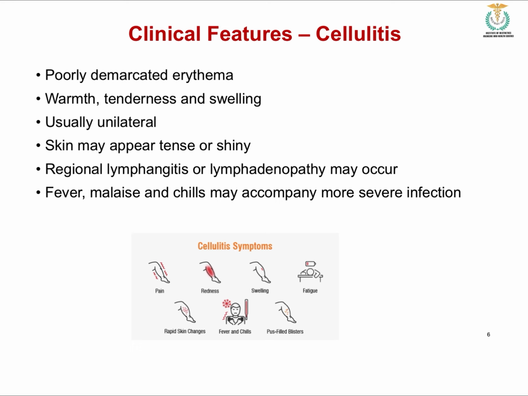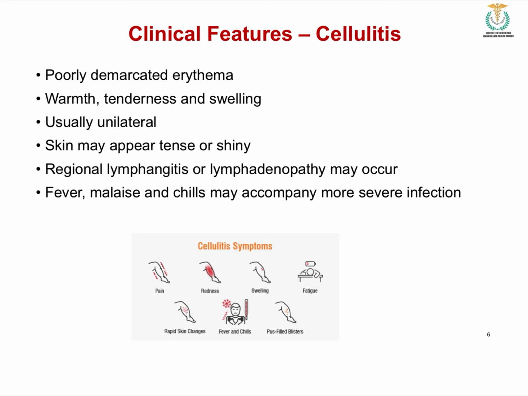Then there are systemic symptoms, which depend on the severity. A mild infection may produce only local symptoms. More severe disease can cause fever, chills, malaise, and tachycardia. The key visual feature to remember is that cellulitis usually has an ill-defined or poorly demarcated border. This contrasts with erysipelas, where the border tends to be sharply defined and raised. So that is the difference between cellulitis and erysipelas.